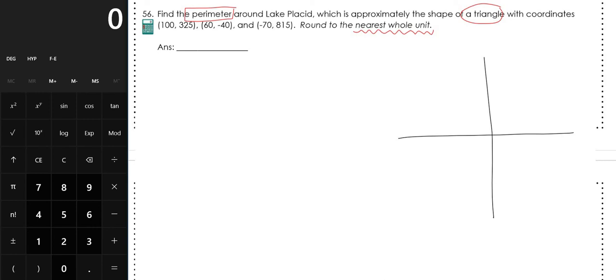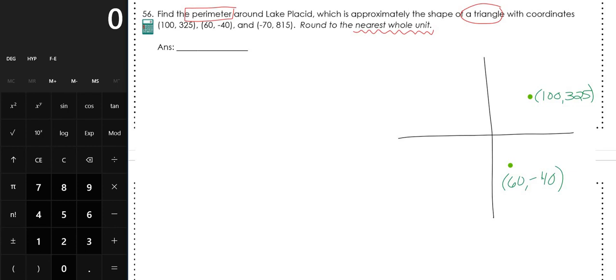Now, I'm going to approximate where all of these coordinates are going to go. So we have 100, 325. I'm going to envision 100, 325. That's going to be somewhere around maybe here. Okay, and I'm going to put down, this is 100, 325. All right, our next point is 60, negative 40. I'm going to approximate that it's right here, and I'm going to write in 60, comma, negative 40.